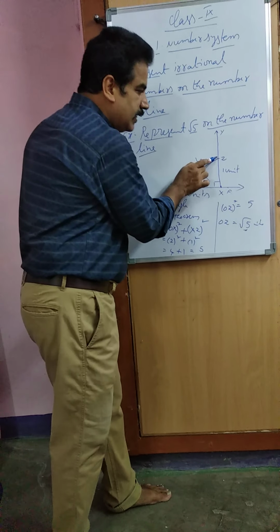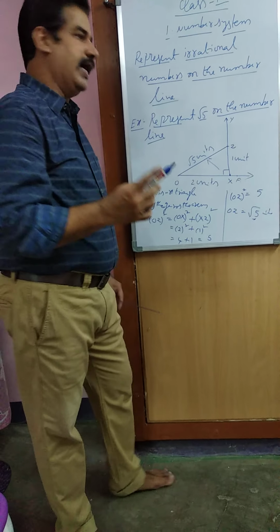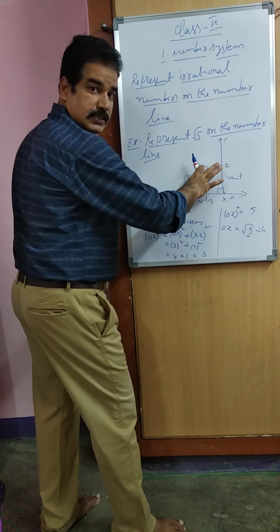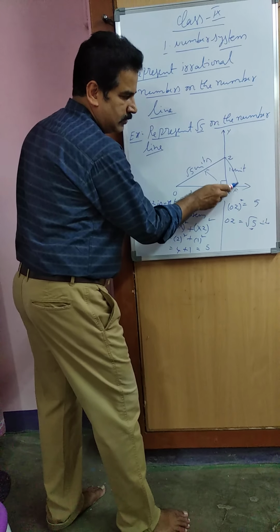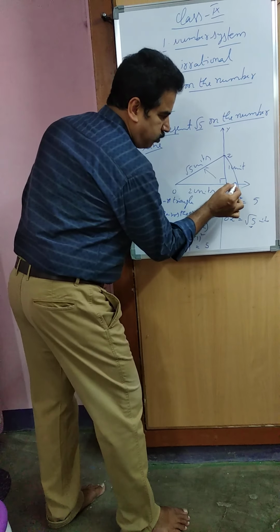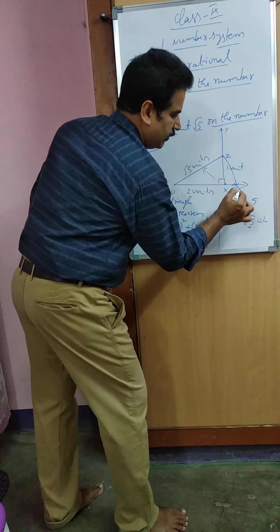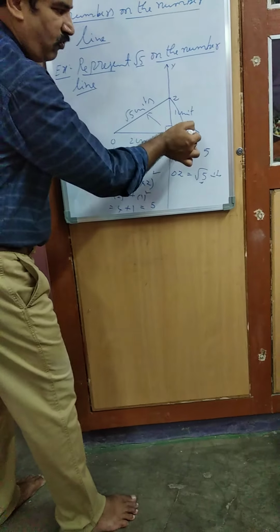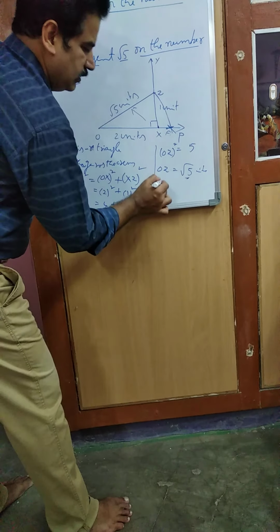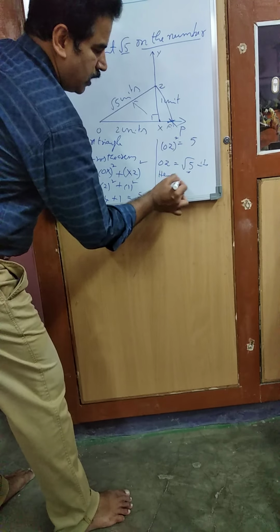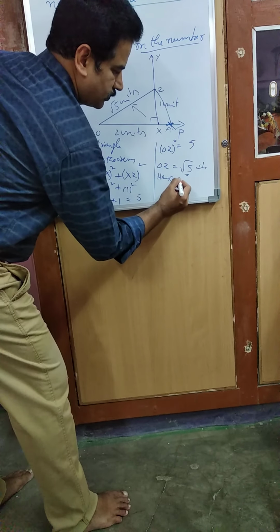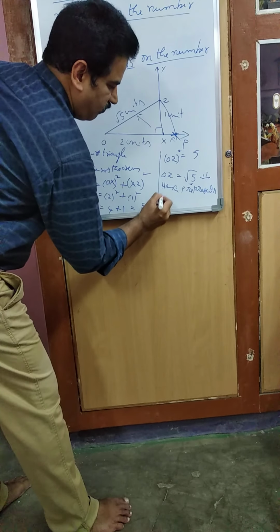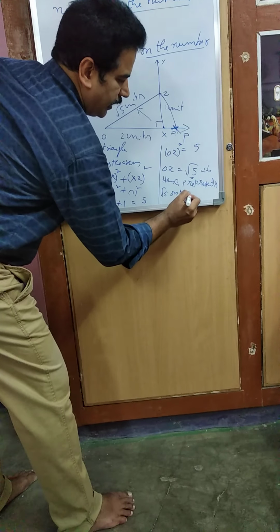But we have to represent it on the number line. That's why you take with compass the OZ length, keep like this and draw an arc. Draw an arc like this. This point is there, this is point P. OP length represents root 5 units on the number line. Hence, therefore, P represents root 5 on the number line.